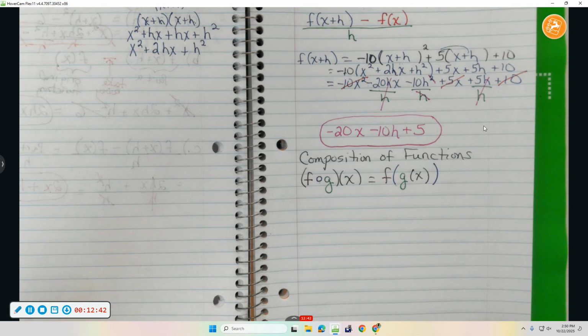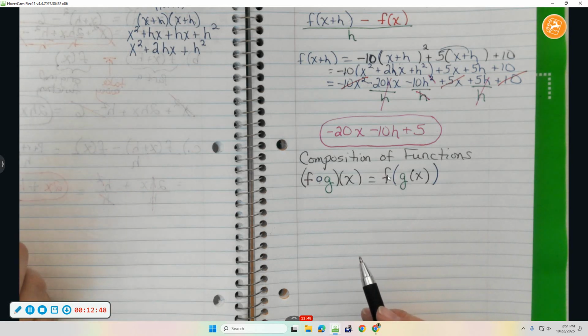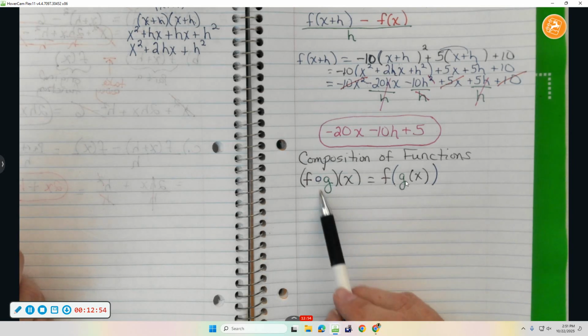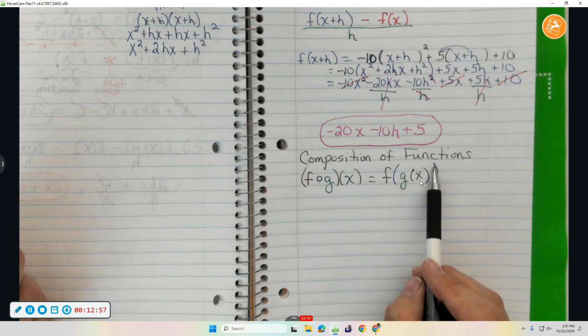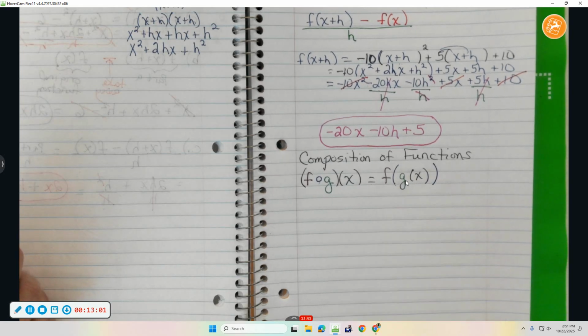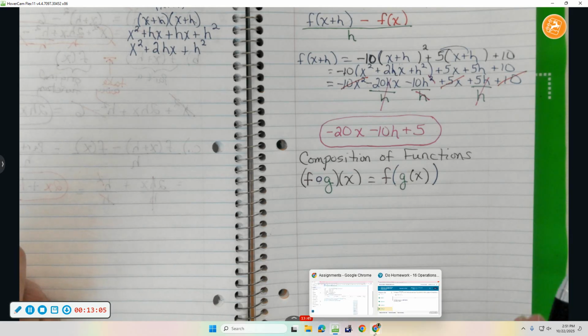It makes more sense when you see it with numbers, or with functions. But loosely, it's saying go to your function f of x, and everywhere you see a variable, plug in the other function g of x. Go to the outer function and plug in the inner function. In terms of just numbers, let's do number 4.